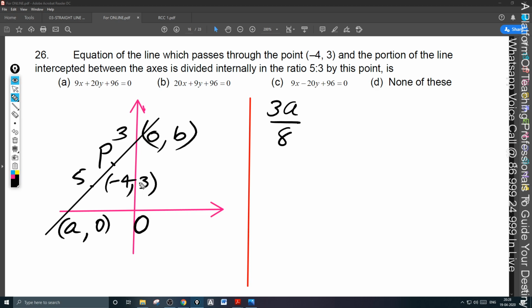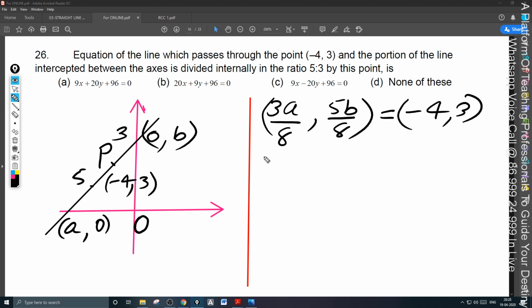The point is already given, but we are finding the point in such a way that the point is not given, using the ratio formula. This is 5b comma 5b divided by 8 is equal to p. What is p? Minus 4 comma 3. This implies a comma b, which are the x and y intercepts, is nothing but minus 32 by 3 comma 24 by 5.